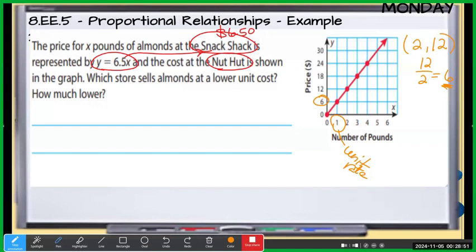So there are several ways you can go about doing it. Pick out a point, divide y by x. Or I'm going to go to my 1, if they have it on my graph, and just get my unit rate. So what's the unit rate? $6.